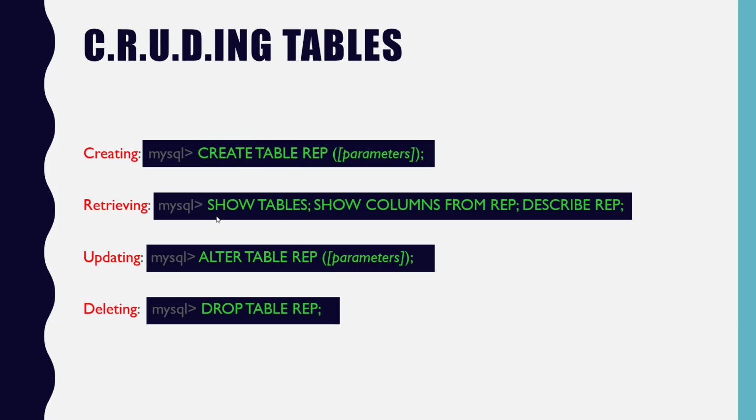For retrieving, how do we look at the tables? We say show tables. We've done that before. If I want to look at the columns, there's a couple ways to do that. I can say show columns from rep or describe rep. You guys have seen me type describe many times, right? And then altering the table. Again, say what I'm going to do, alter, say the thing I'm doing it to, a table, say its name, rep, and then pass in some more parameters. If I want to delete a table, I drop table rep, okay?